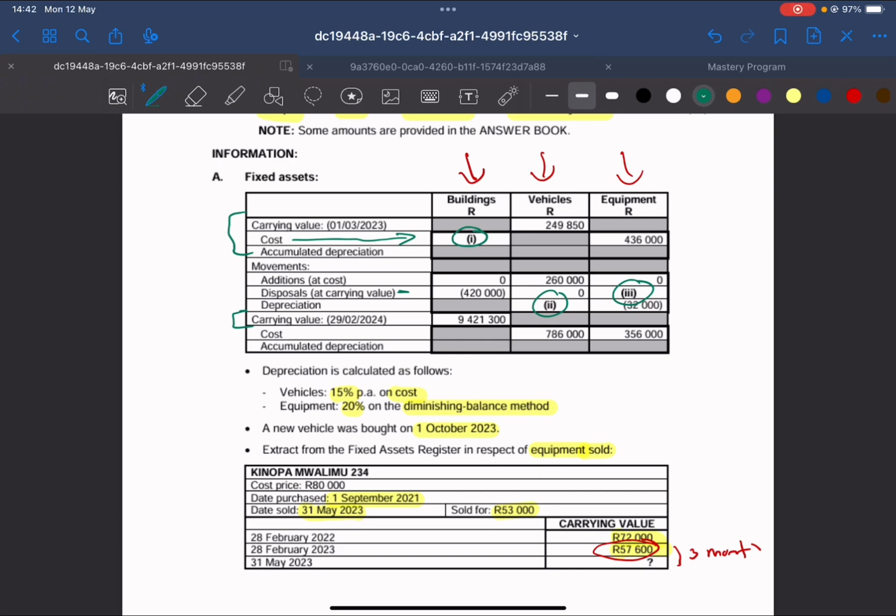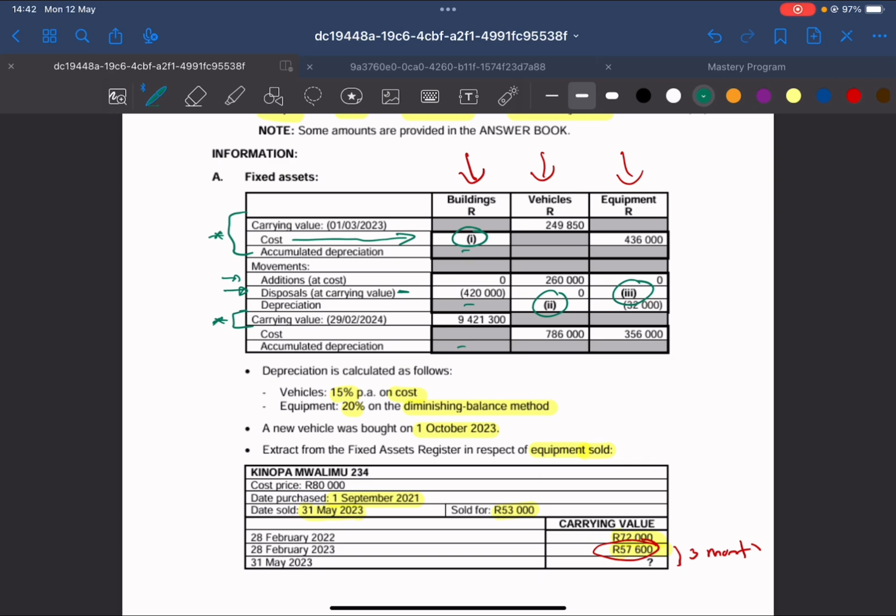And with buildings, most of the time in grade 12, you don't depreciate them. So there is no depreciation for buildings most of the time in grade 12, right? So basically, you know that the only thing that can cause a difference from the cost in the beginning to the cost at the end, or the carrying amount at the end, is your addition and your disposal, right? Because most of the time you don't have depreciation on buildings, right?